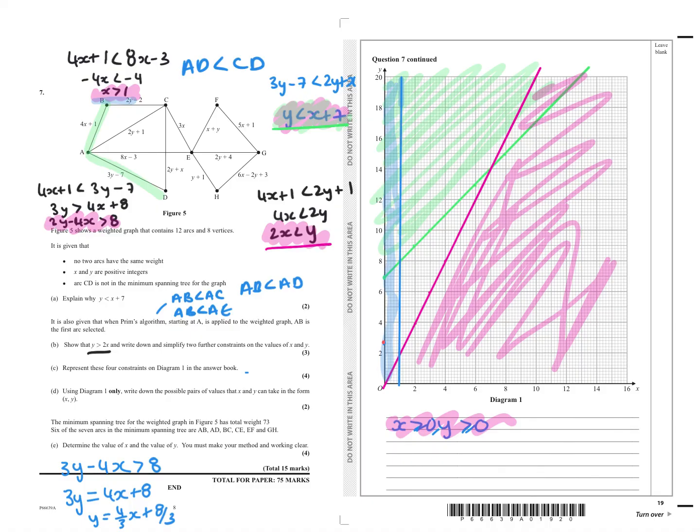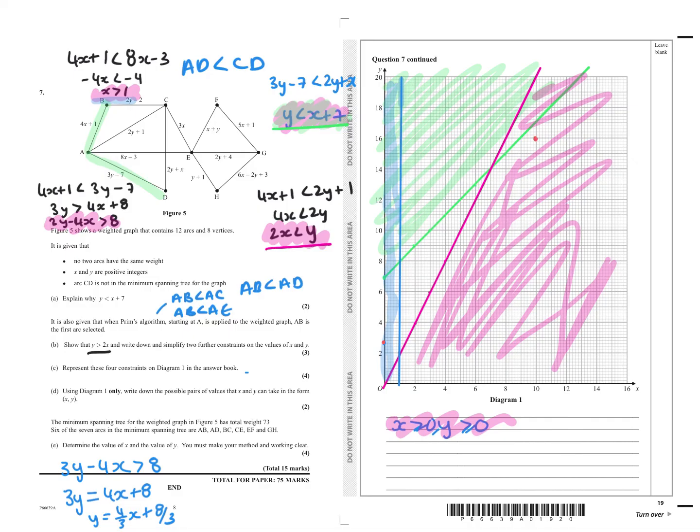Then let's see what happens when x is 10. What's 4 over 3 times 10? 40 over 3 plus 8 over 3, that's 48 over 3. What's 48 divided by 3? 16. So that means we're going to have 10 and 16 as another point.